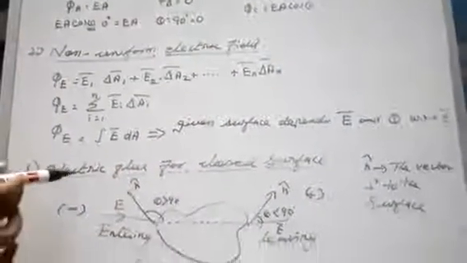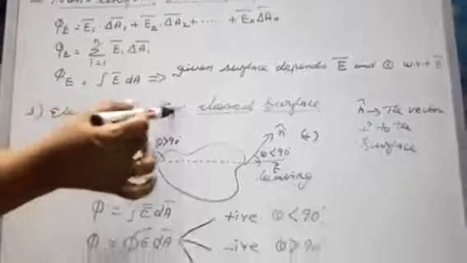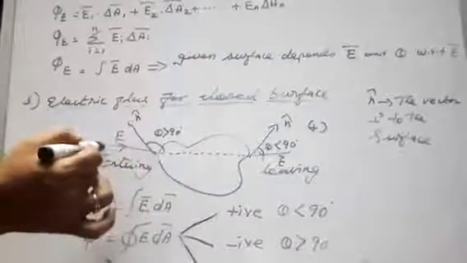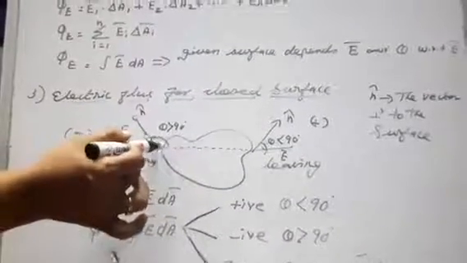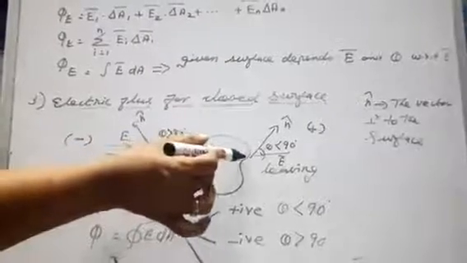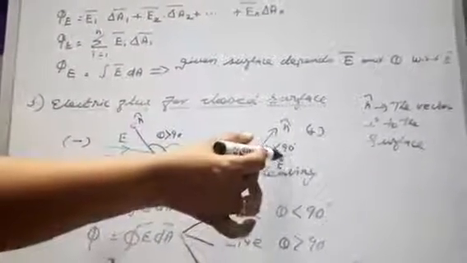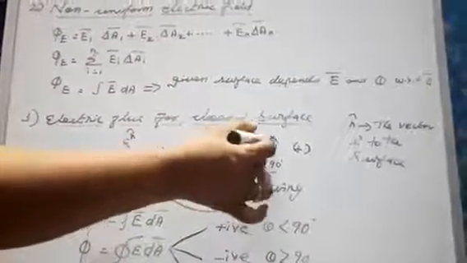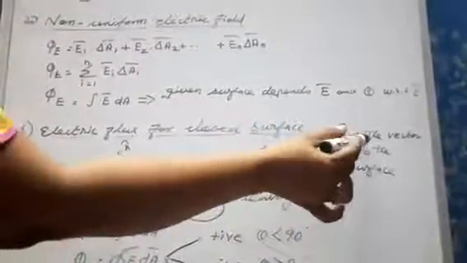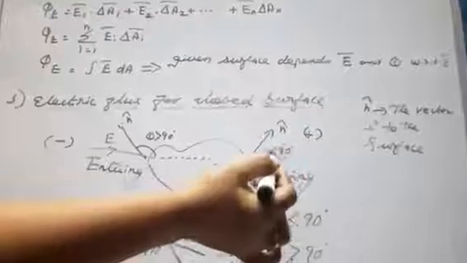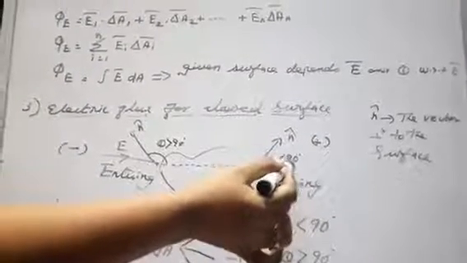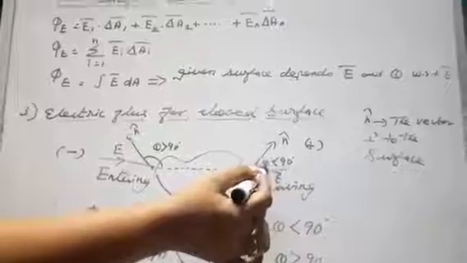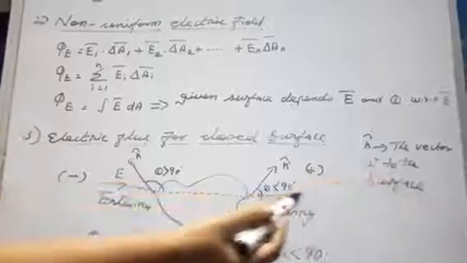The next topic is electric flux for a closed surface. Suppose you take a closed arbitrary surface. Here the electric field enters, shown by the arrow mark, and the dotted lines are inside. On the outer side there is an electric field which is leaving. The normal vector is n cap, and this angle is theta, and here the angle is less than 90 degrees. The normal vector means the vector perpendicular to the surface, therefore it is known as the normal vector.